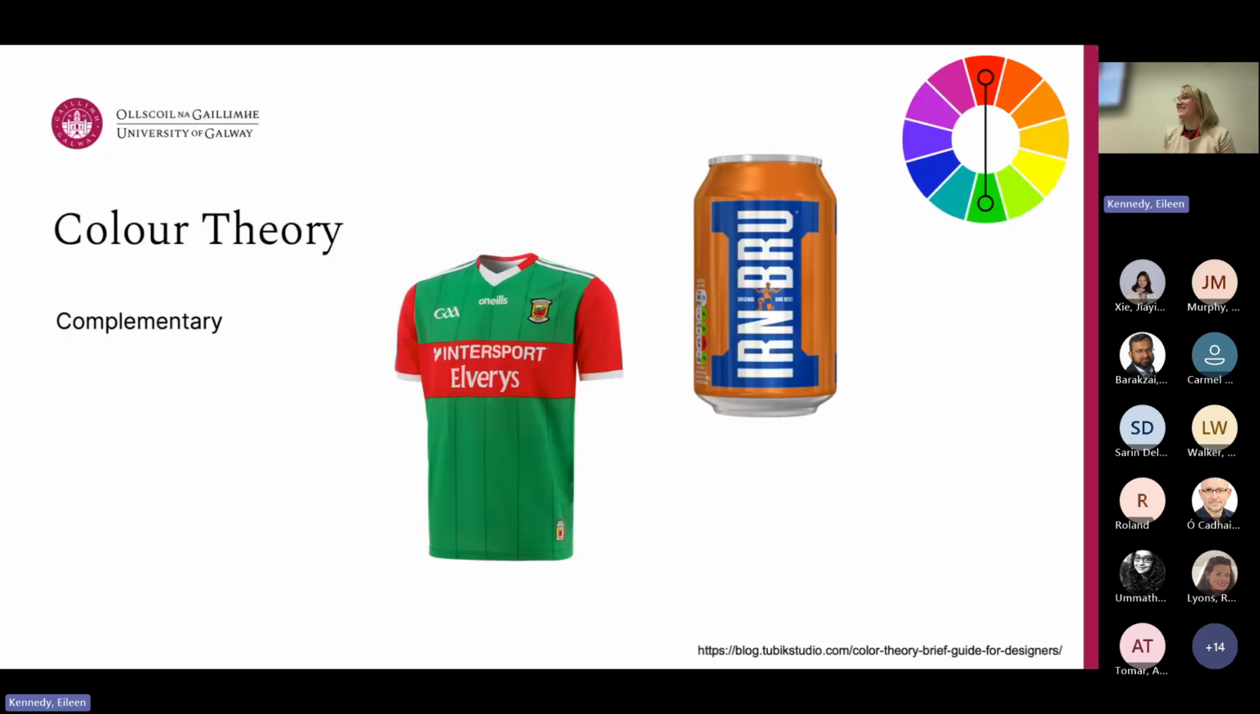I had a really hard time finding examples of complementary color schemes, so I got County Mayo, where I live, so I have to include the Mayo jersey. And then Iron Brew, that was the only thing I could find that had an orange and blue color scheme. So this is where you pick two colors on opposite sides of the color wheel, and each one will make the other pop. It can look really intense, so you might want to use this kind of contrast sparingly just for something that you really, really want to grab attention.